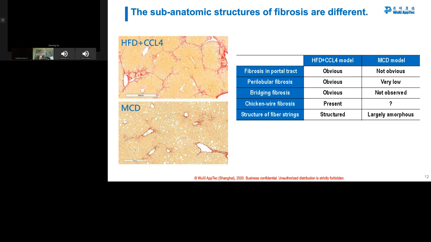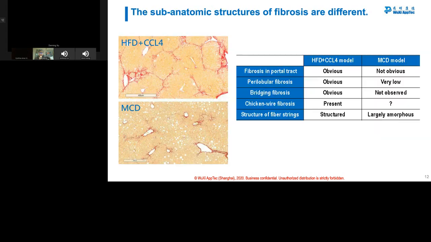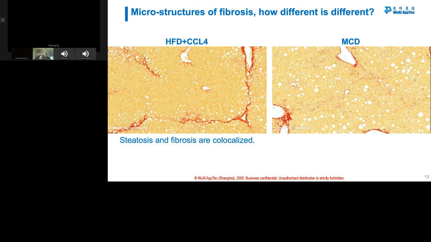Okay, so here's another one. Take a close look at it. So the previous slide was the so-called macro or sub-anatomic structures. And if you look at the microstructure of fibrosis, you will see in the high-fat plus CCl4 model, steatosis and fibrosis are co-localized, and the steatosis is represented by the white bubbles. Okay, these are fatty droplets. It's very clear that in this high-fat plus CCl4 model, these two are co-localized.